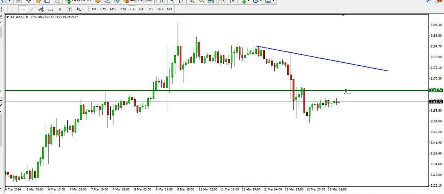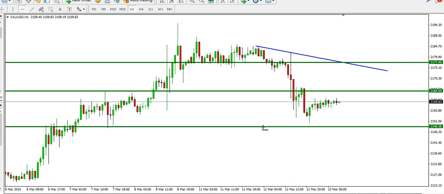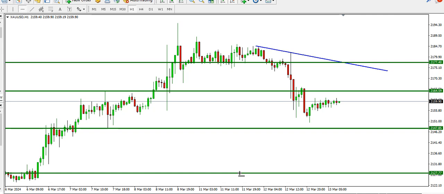That's quite tricky. But if buyers are going to push price up, we have this supply area here where sellers are waiting. Sellers are waiting at 2164. Sellers are waiting at the 2177 area. But if price is going to drop, we have buyers lined up somewhere around here, 2147, and another set of buyers lined up at 2127.